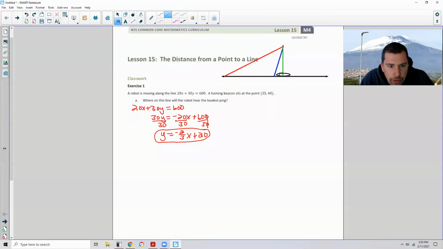How do we find the x-intercept? Make y 0, okay? When y is 0, then it would be 600. If this was 0, then x would be 600 divided by 20, or 30. Okay, so we've done those in prior lessons or maybe even prior courses. Okay, so anyway, there's the equation of the line.